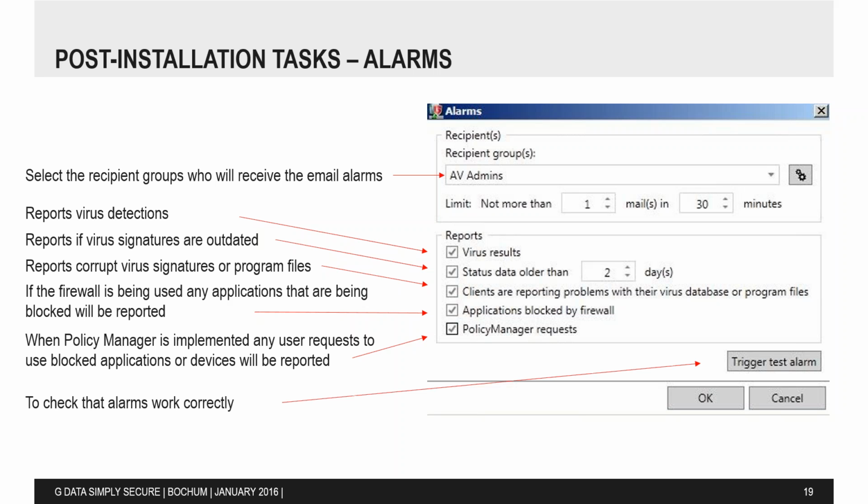And to check all of this, we can just trigger the test alarm. You will receive an email, and in the console itself, in the bottom right hand, you will see a blinking virus alert. And this is from the test alarm.